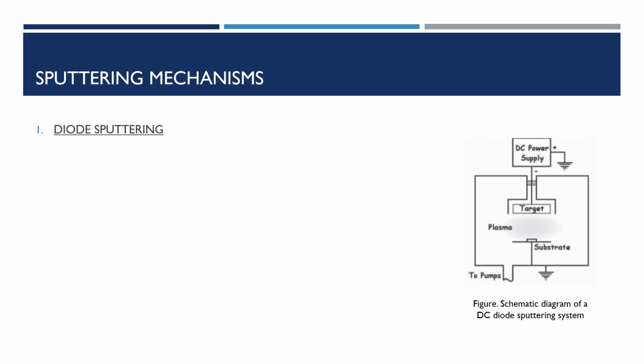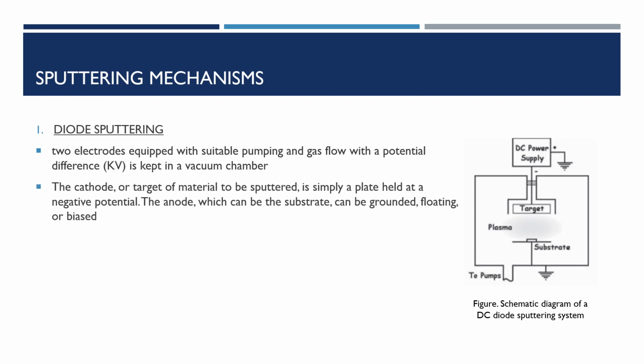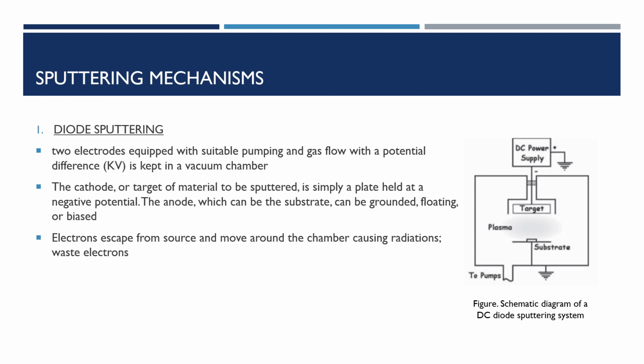So the first mechanism is diode sputtering. Here there are two electrodes kept in a vacuum chamber, and a potential difference in the kilovolt range is applied between the two electrodes, the target as well as the substrate. The target material is the cathode, as it is given a negative potential from the power supply. It is a simple plate, and the anode, which is the substrate, can be grounded, floating or biased. The pumps are used to create the gas flow within the vacuum chamber.